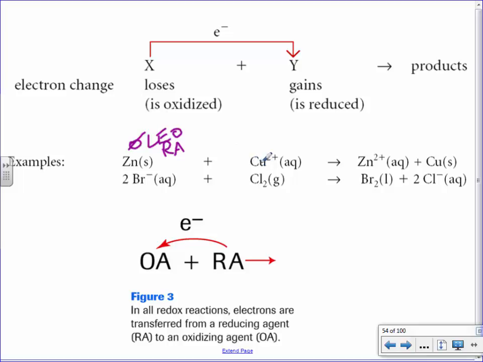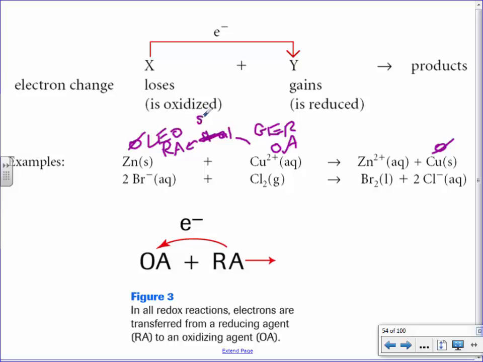Whereas this copper went from plus 2 to 0, so it must have gained electrons. It's very redundant, right? Because it's the same thing over and over again. So that means he's the oxidizing agent. Well, if this reaction is going to take place, it means that the reducing agent must try to steal electrons.